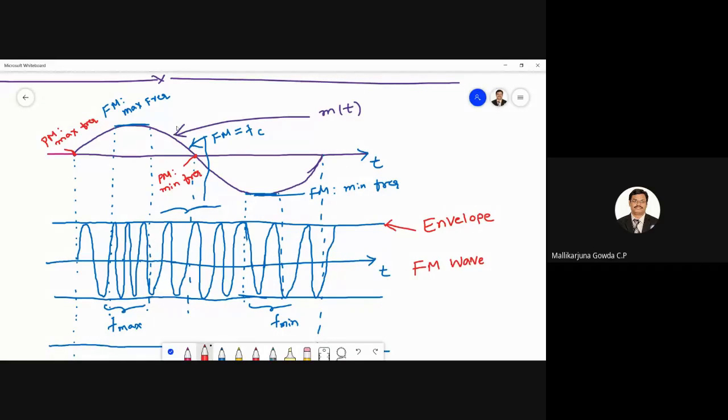So for the rest of the things, at this point of time, for PM, for phase modulation, I say the frequency will be equal to the unmodulated carrier frequency. Even for this point of time also. I hope you are able to find the difference now between PM and FM. Yes, able to find the difference.